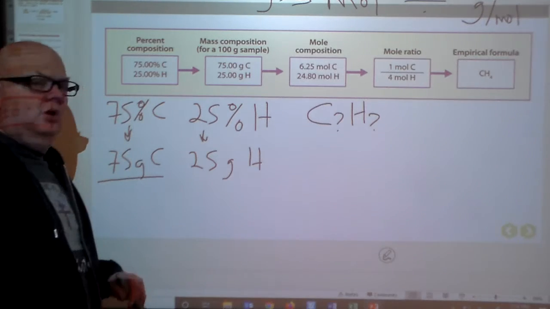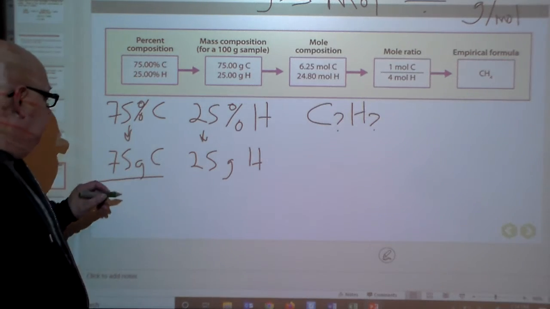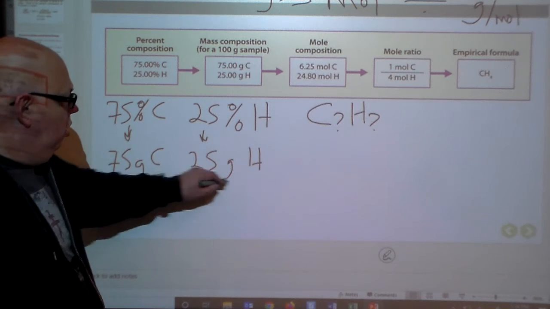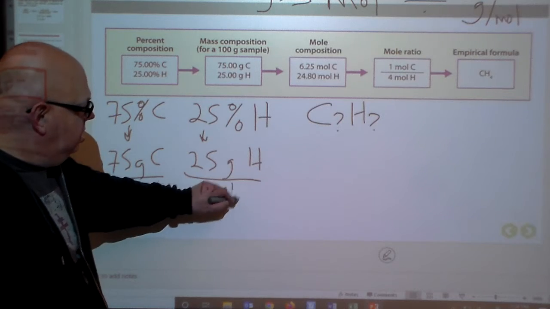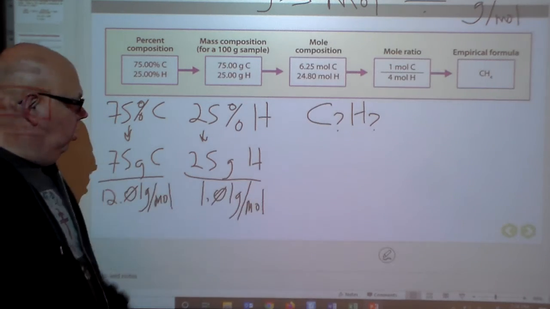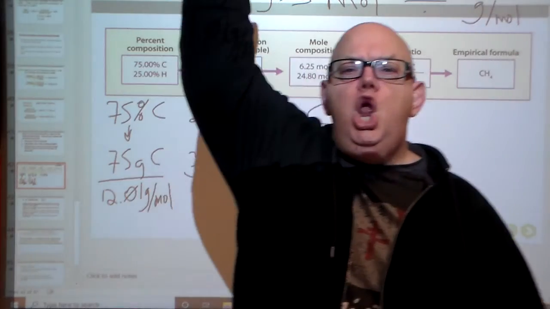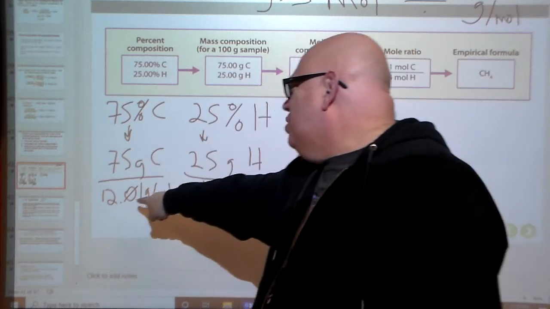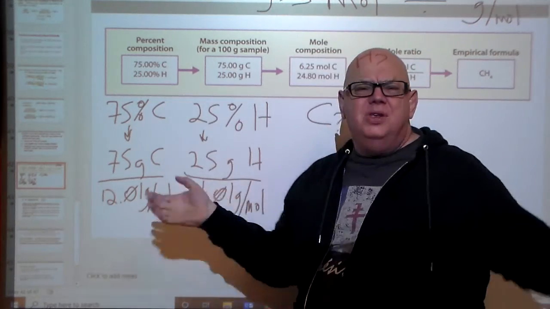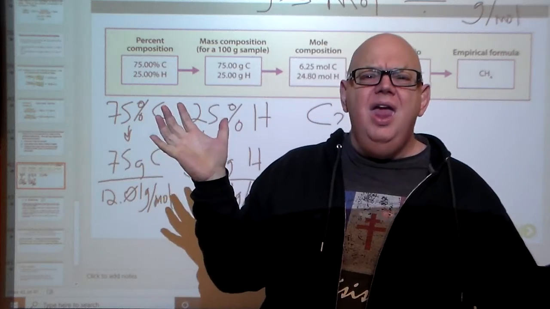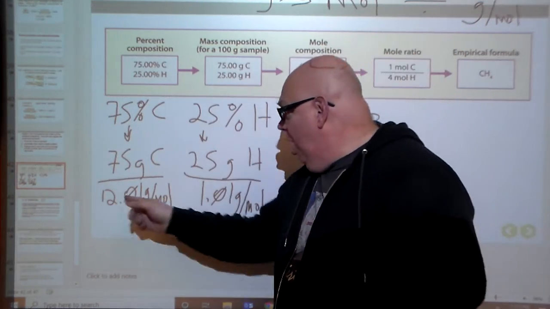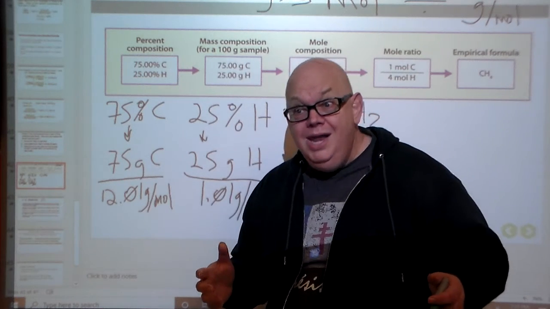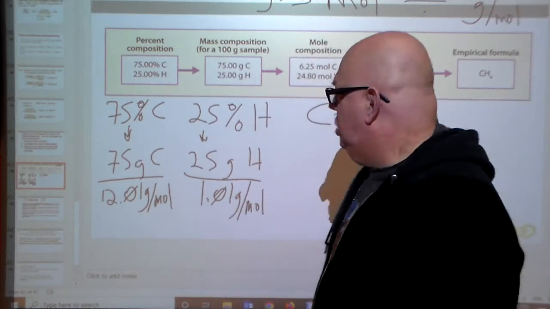Okay, so let's look at this. 75 grams of carbon. How many grams of carbon are there in 1 mole? It's 12.01 grams per mole. When we look at hydrogen, it's 1.01 grams per mole. Mr. Canu! Yeah, Johnny. Where did you get that 12.01 and that 1.01? Johnny, not a problem. Those numbers come from the periodic chart. Really? Yeah, trust me on this one, Johnny.